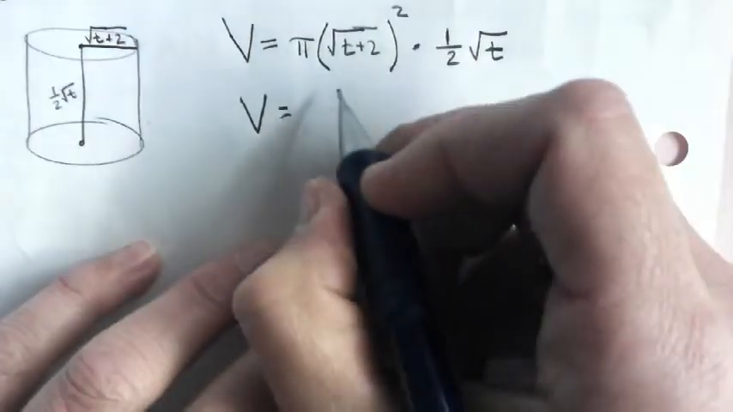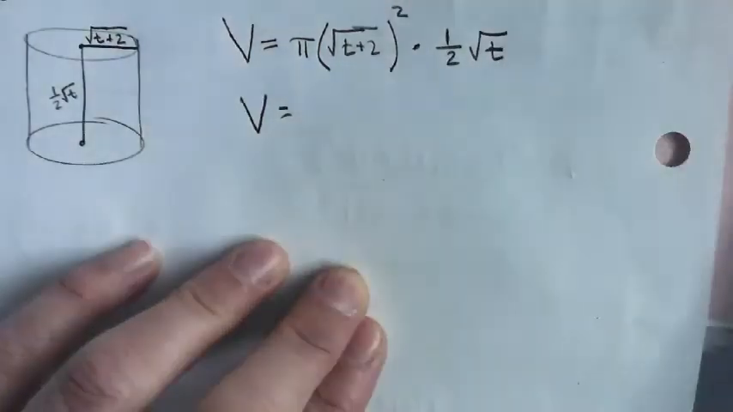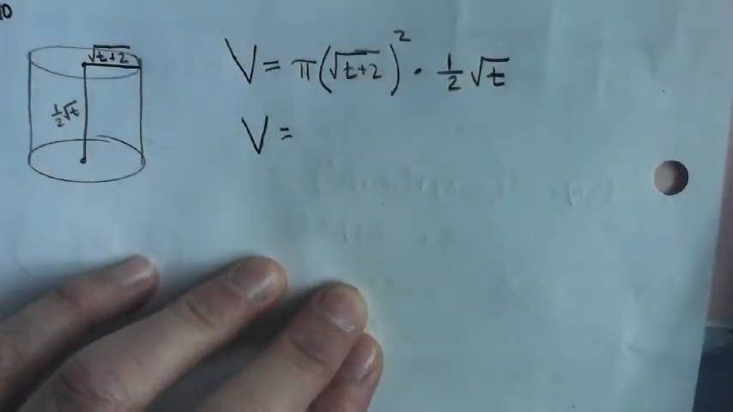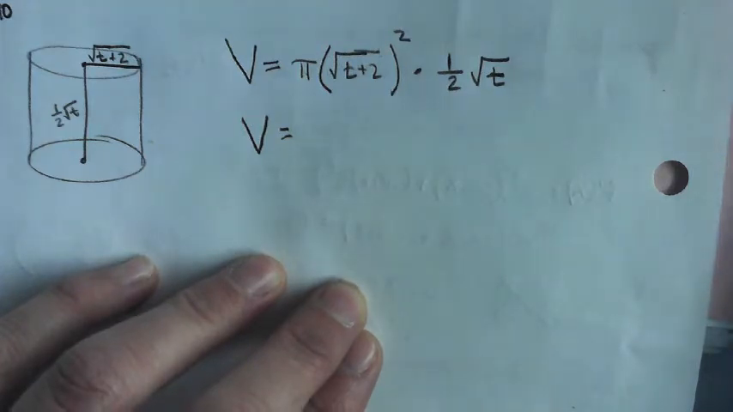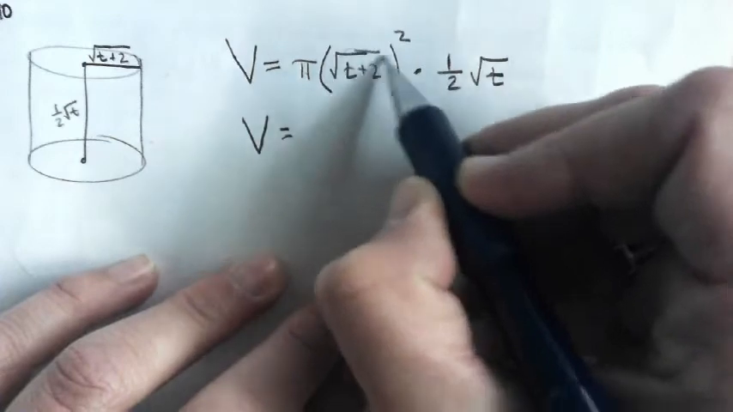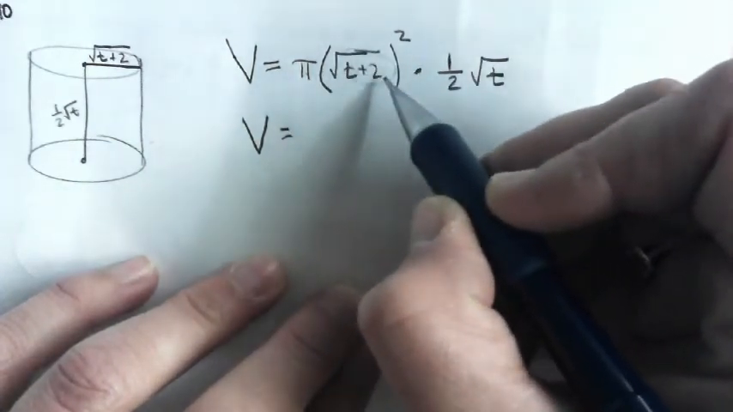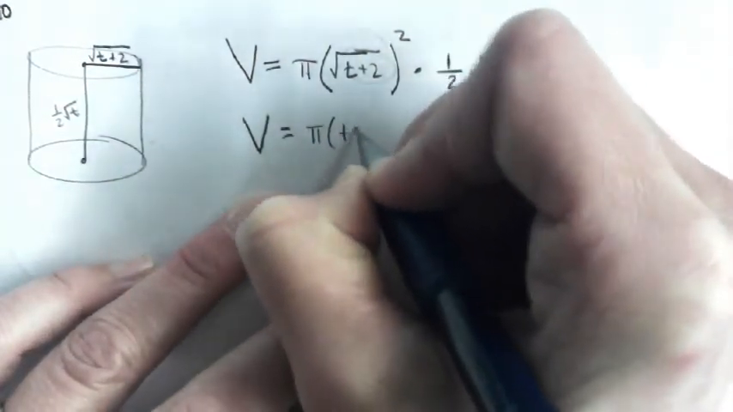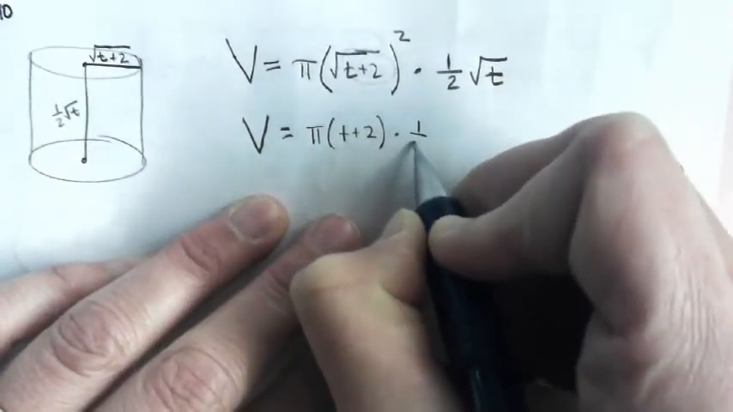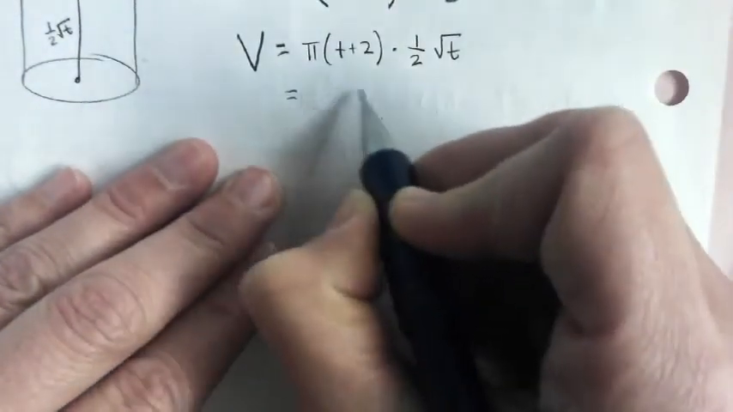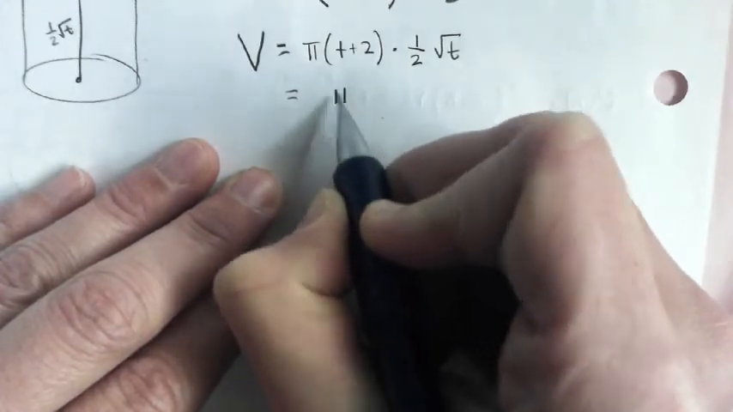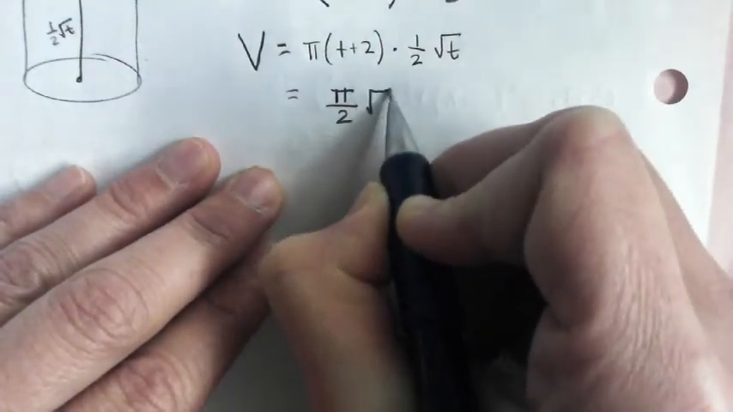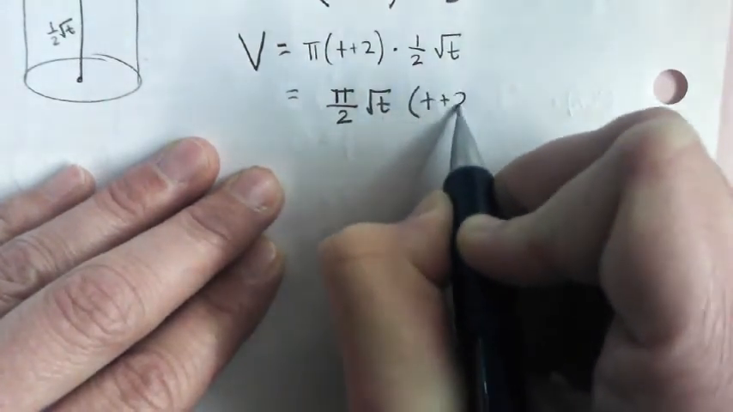Why don't we need the absolute value there? Remember that feature? Well, it's really because this has to be positive anyway, right? This whole thing has to be positive anyway. It's your radius. So that will just be pi times t plus 2 times a half root t. So even still, that'll be pi over 2. I'm going to put my root t first, times t plus 2.